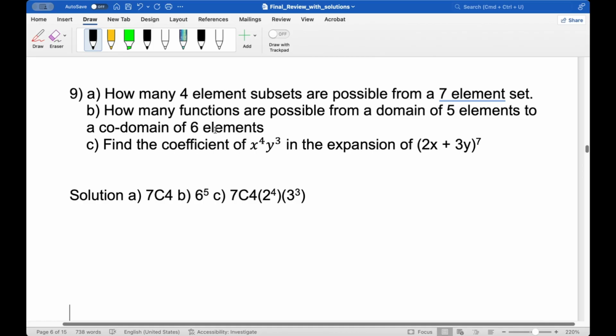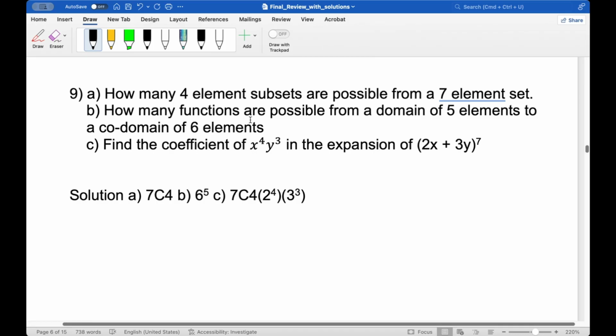Part B, how many functions are possible from a domain of 5 elements to a codomain of 6 elements? So a function is single valued. Each element of the domain has to go to one element of the codomain. So for each element of the domain, there are 6 options. There are 6 choices of where to pair it. So for the first one, there's 6 choices. Then we go to the second element of the domain, 6 again, and then 6, and so on. And so the total number of possibilities is 6 to the 5th power.